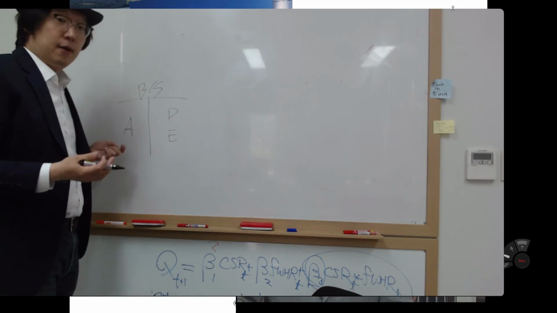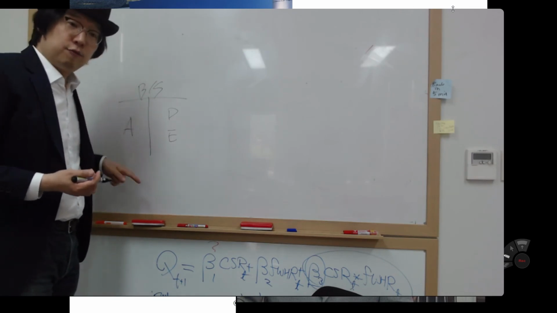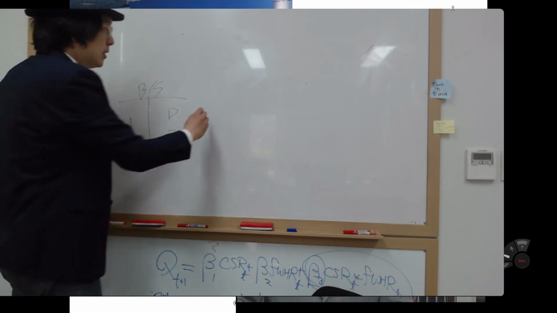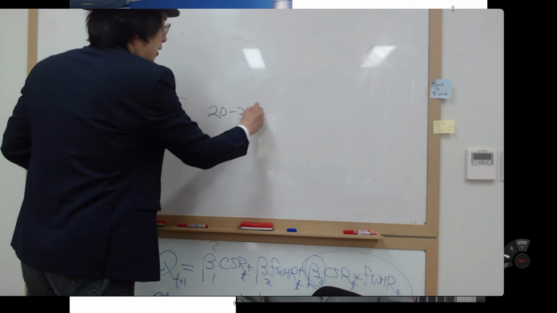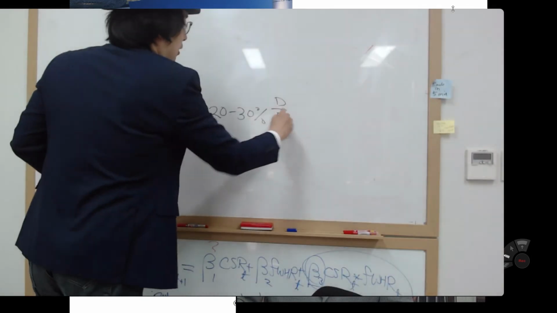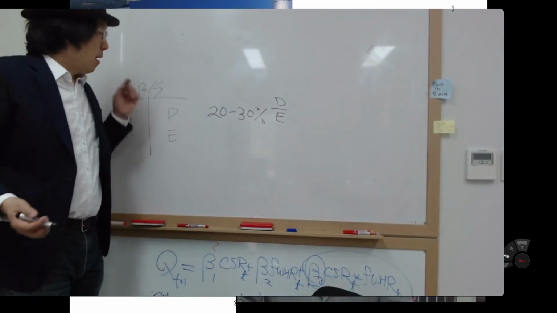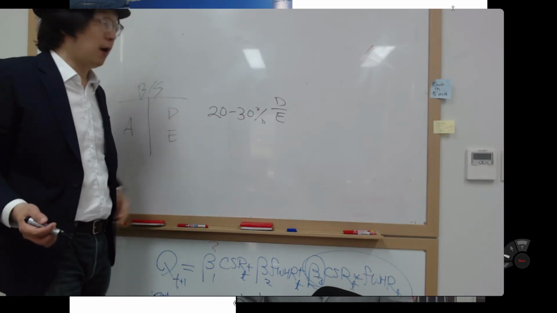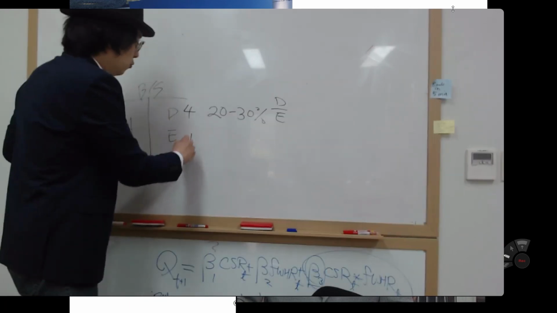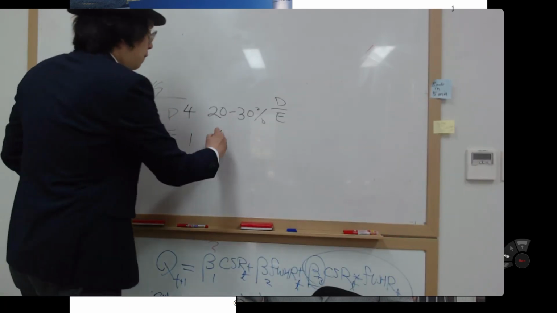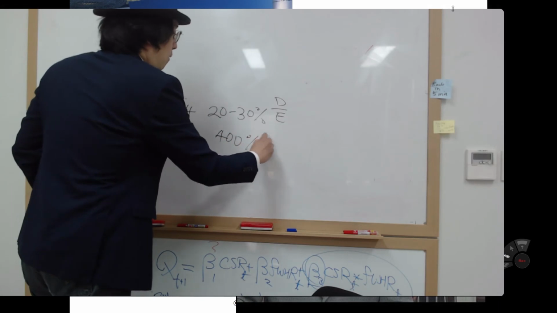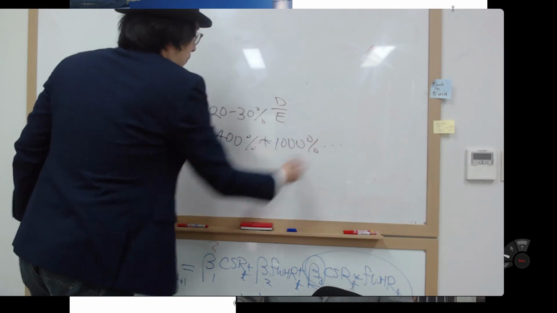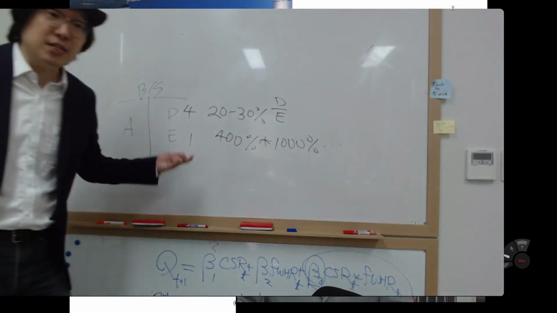Typically, the debt to equity ratio in U.S. firms is on average 20 to 30%, debt over equity. But the chaebols in Korea had about a 4-to-1 ratio, which is 400% plus, or 1,000% or something, even more. Can you imagine this kind of business?